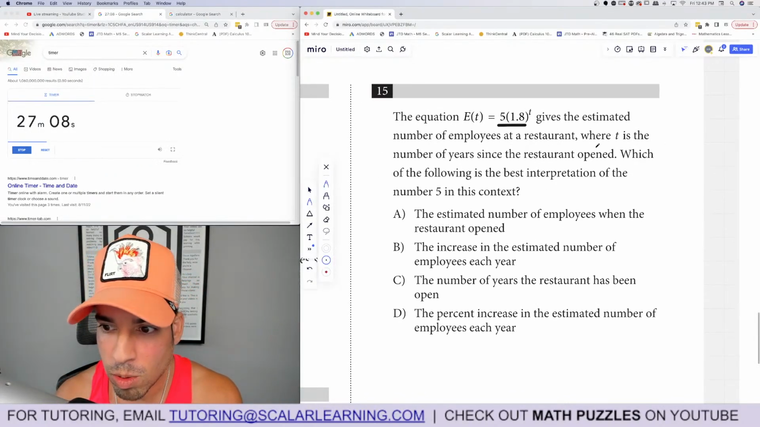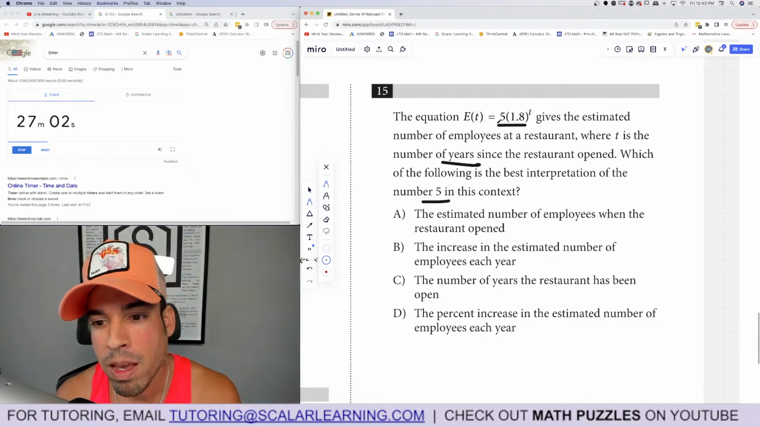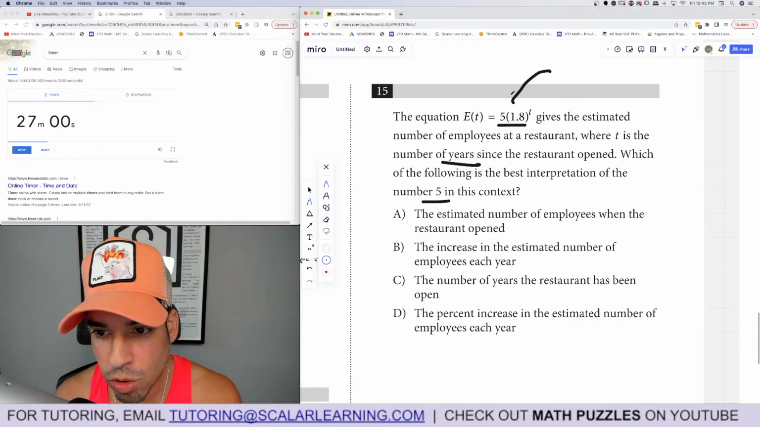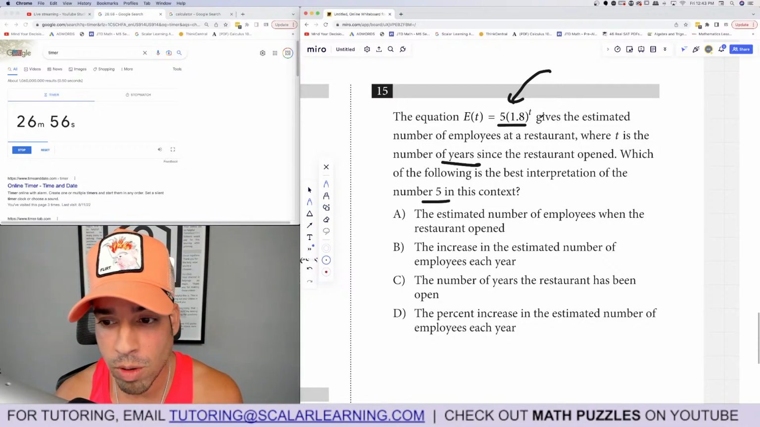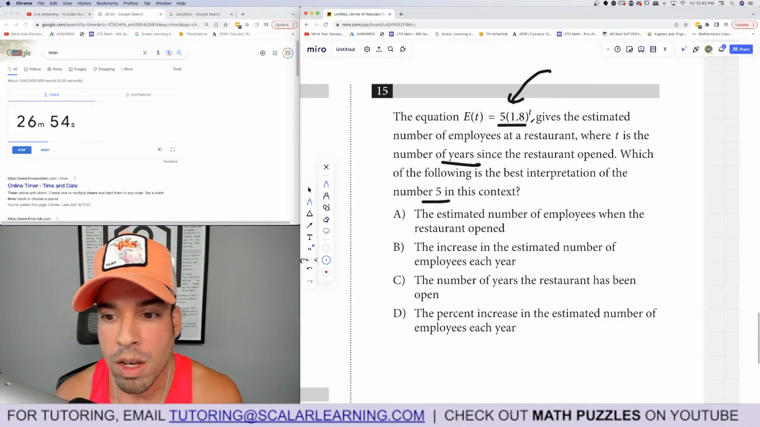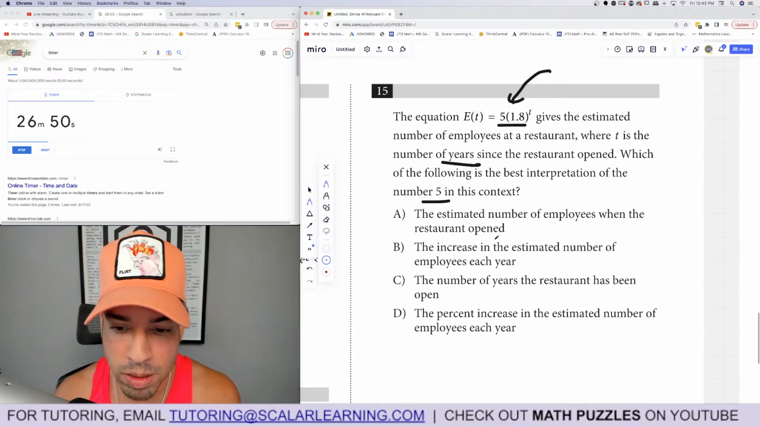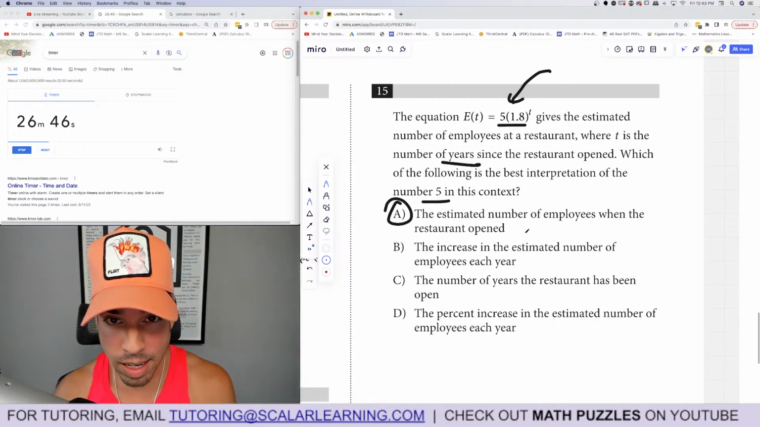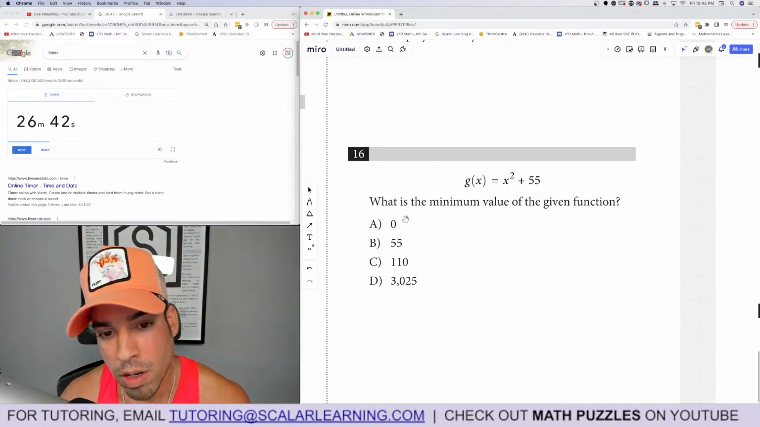Exponential equation. Estimated number of employees of a restaurant with T is the number of years since a restaurant opened, which defines the best interpretation of the number 5. All right. In an exponential equation, 5, that number in front, is my initial value at time 0. T equals 0. So 5 is probably the initial number of employees right when it opened. And look at that. You see, I say it in my own words, and often it's there, and we don't have to do much work.